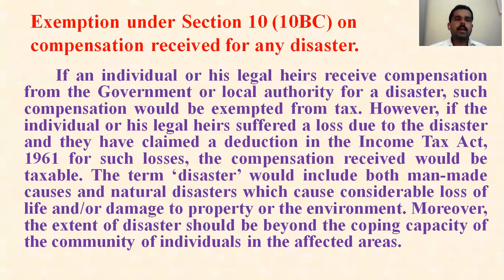The next one: exemption under section 10, subsection 10BC, on the compensation received for any disaster. If an individual or his legal heir has received compensation from the government or a local authority for a disaster, such compensation would be exempted from tax. Nowadays you observe disasters happening: huge rainfall, earthquakes, natural calamities are considered disasters. If they receive compensation for their damage from the government, that amount should be tax free.